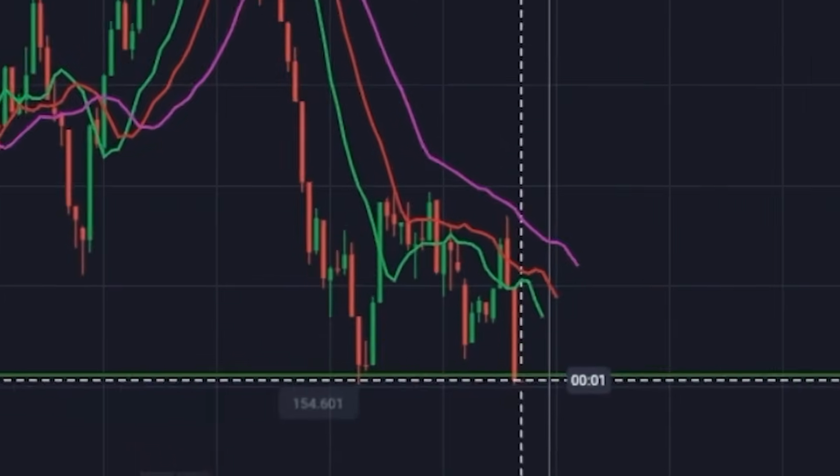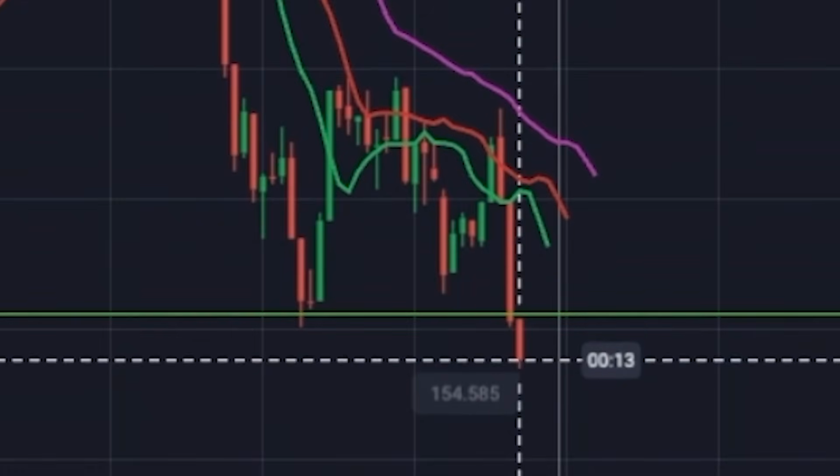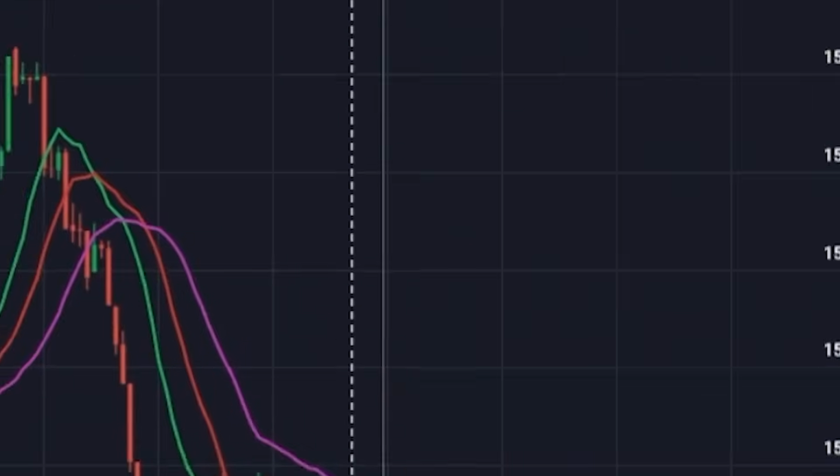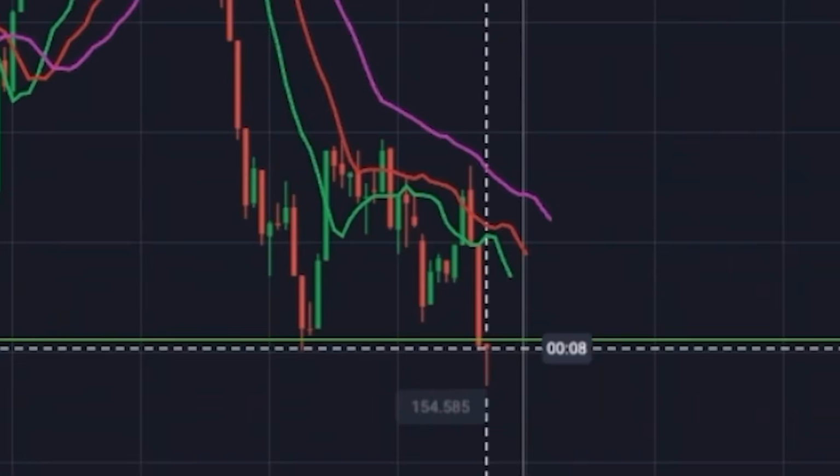So here I again observe a clear impulse to break through the support level. You can see the so-called opening of the alligator mouth. So it's time for me to open 2-minute deals for a decrease.